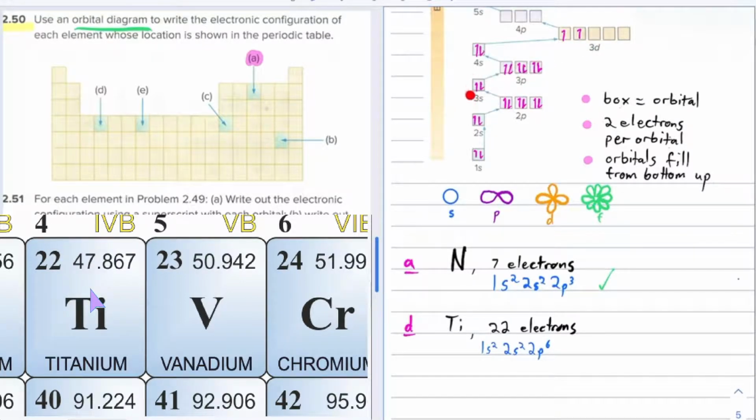And then going into the third shell, 3s2, 3p6. Okay, now you might want to jump to 3d because it's number 3, third shell, but actually the 4s gets filled before the 3d. So you say 4s2 and then 3d2. 4s2, 3d2. And that's the configuration for titanium.